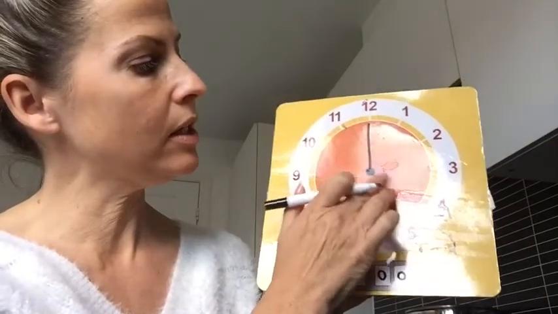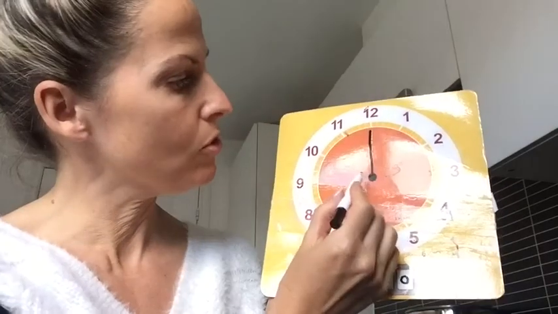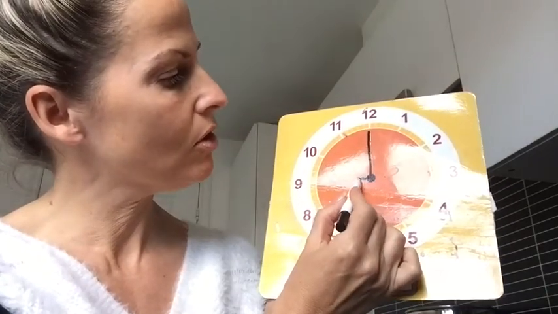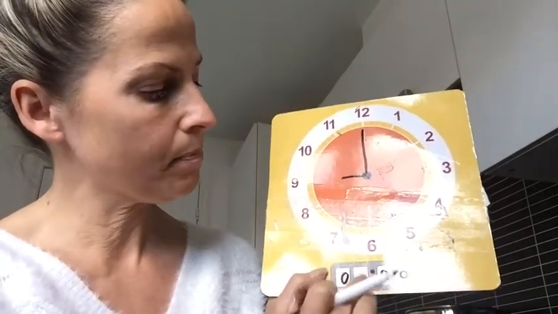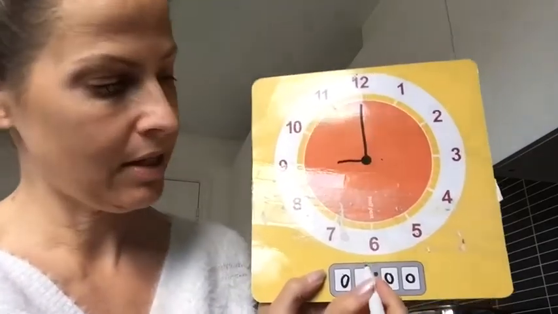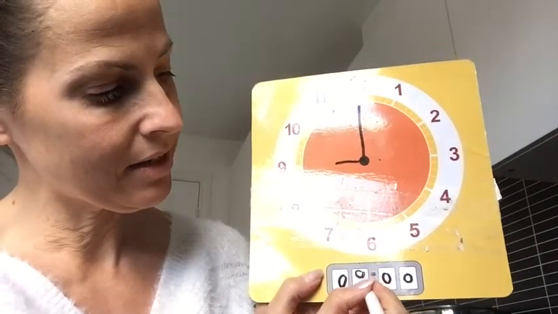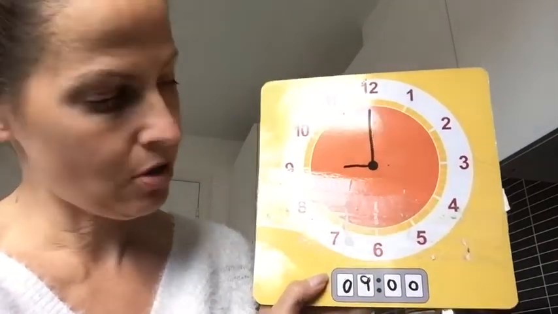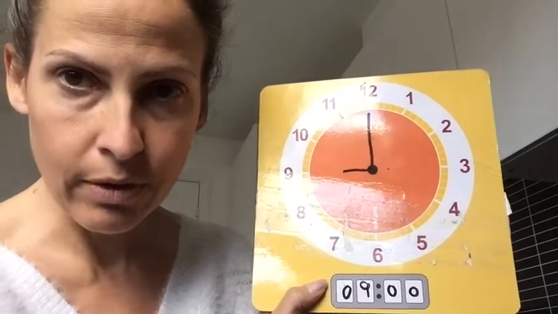Now let me think of one more. I think I'll make this one 9 o'clock. 9 o'clock is when we usually start school in the morning. Remember, that's a littler hand. The hour hand is smaller. So this would be a 9 for 9 o'clock on the digital clock.